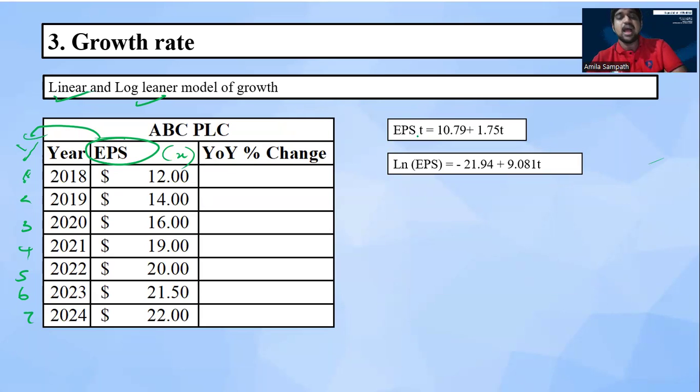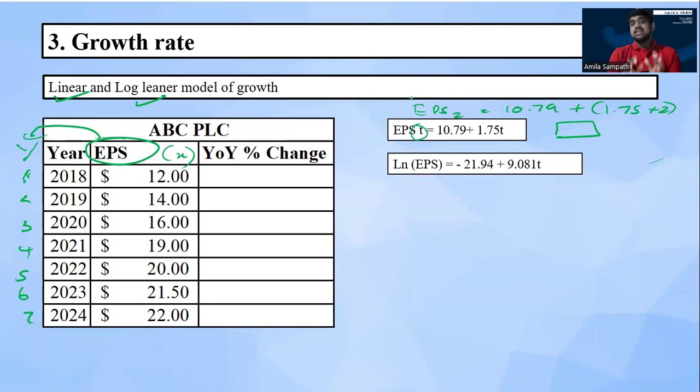Earnings per share at t, where t refers to the year, equals 10.79 plus 1.75 multiplied by t. That means if I need to identify the earnings per share for the second year, how can we calculate it? Earnings per share for the second year is 10.79 plus 1.75 multiplied by 2. Then we get the earnings per share for year 2. Like this, for the 10th year, 20th year, for any year, we can identify the earnings per share based on this regression formula.